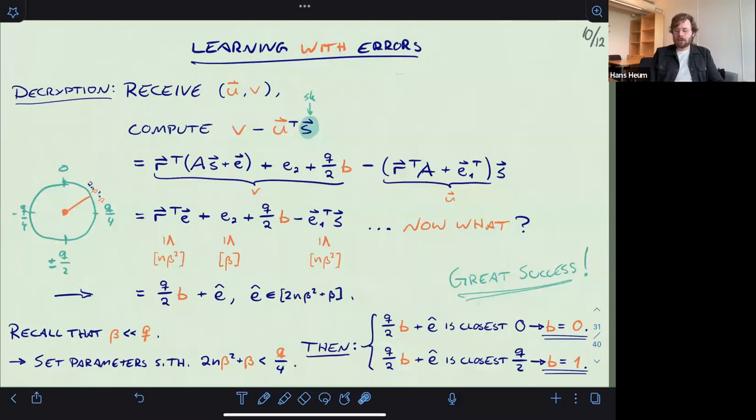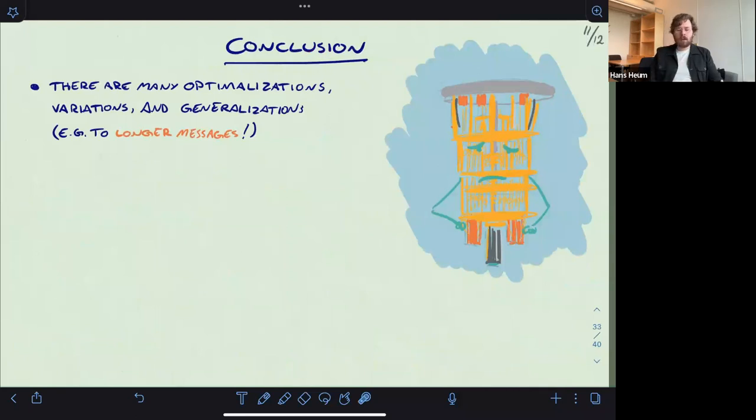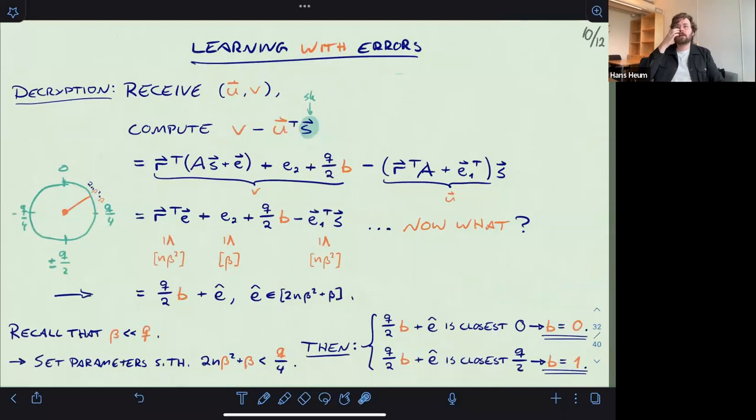Exactly. So that is a good segue to my concluding thoughts down here. First of all, there are many optimizations, variations, and generalizations that I have not mentioned here. So since I actually have the time to do so, I'll mention one very common optimization, which is that this value 2n beta squared plus beta, we calculated it in the worst case. But you can show that actually hitting the worst case has an exponentially small likelihood of happening.